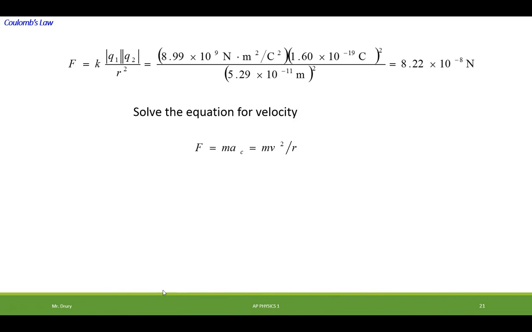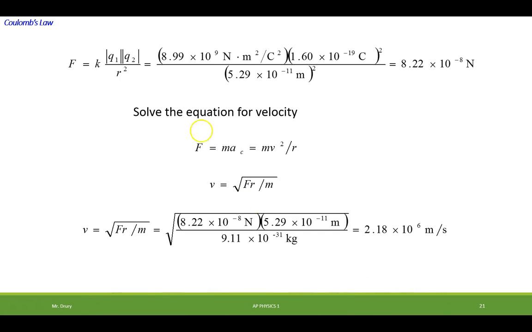So once we know this force, we can set it equal to mv squared over r, and we can solve for v. The F in this equation is the F we just solved for. R is the radius, divided by the mass of the electron, and we can see what this speed is that it needs to maintain a circular orbit.